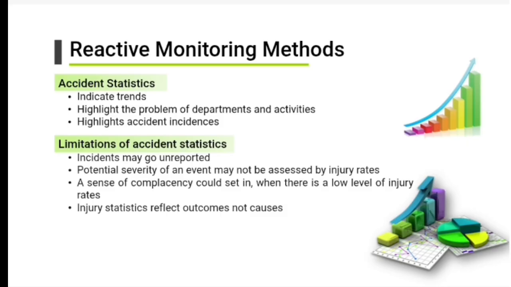There is a risk of complacency setting in when injury rates are low, as the focus may shift away from identifying and addressing the root causes of incidents. It's essential to recognize that injury statistics reflect outcomes rather than underlying causes, highlighting the need for a comprehensive approach to health and safety management.